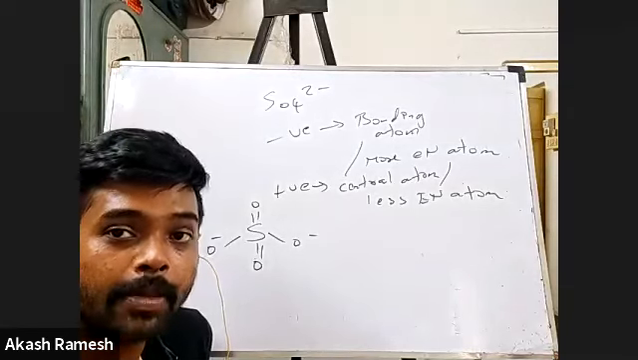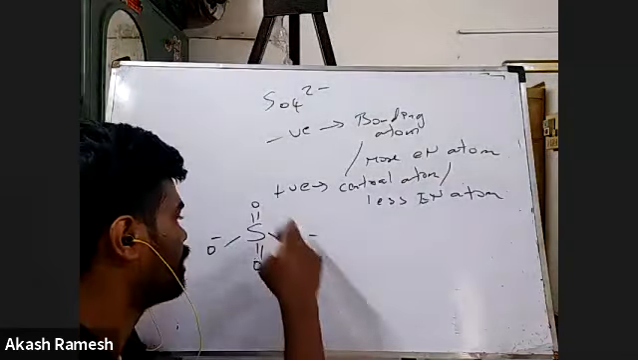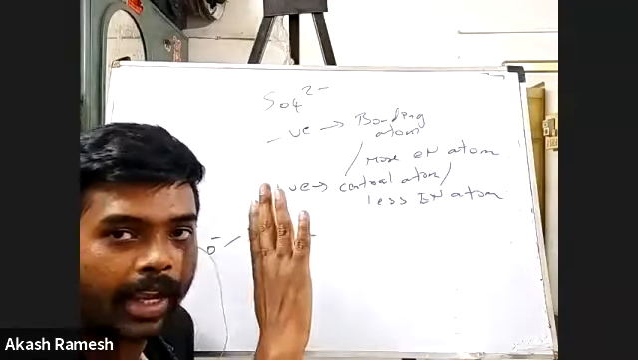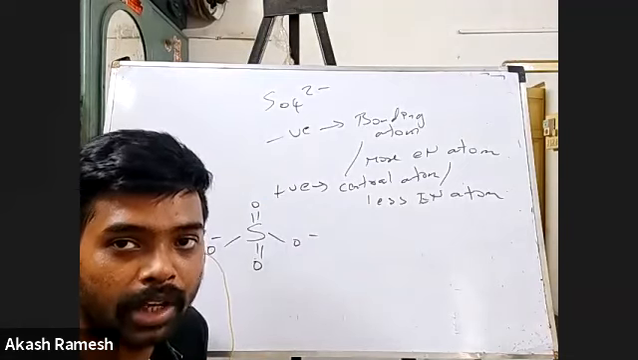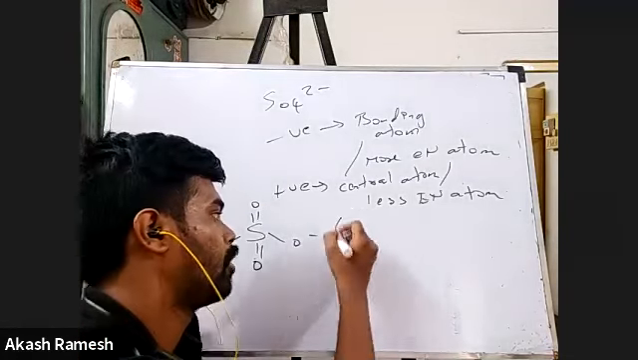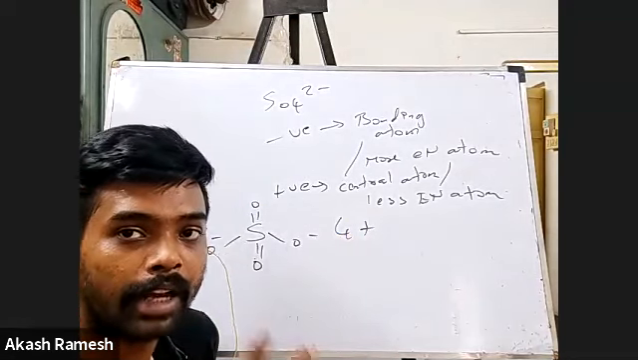So how will I find the hybridization first? First go for the bonding atoms. 1, 2, 3, 4. 4 bonding atoms. No problem. Now I have to check whether I have any lone pairs on sulfur, right? So there are 4 bonding atoms, and I have to check whether there is any lone pair on sulfur.